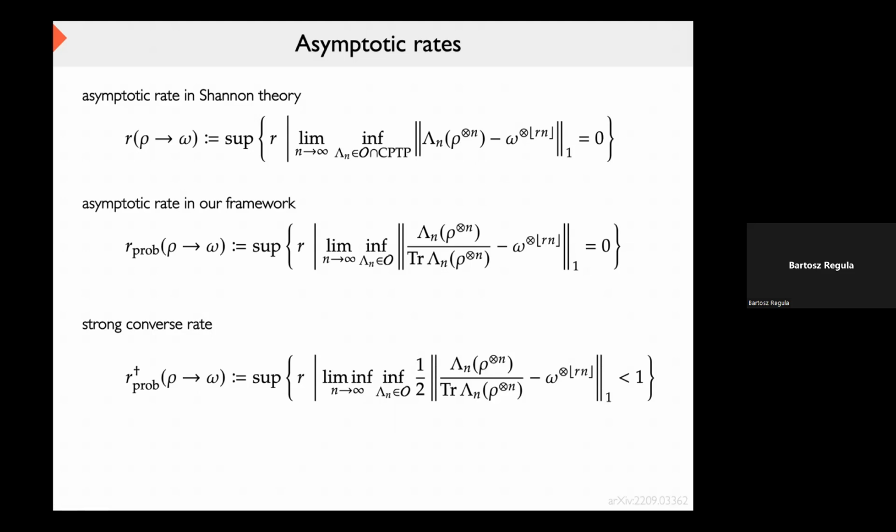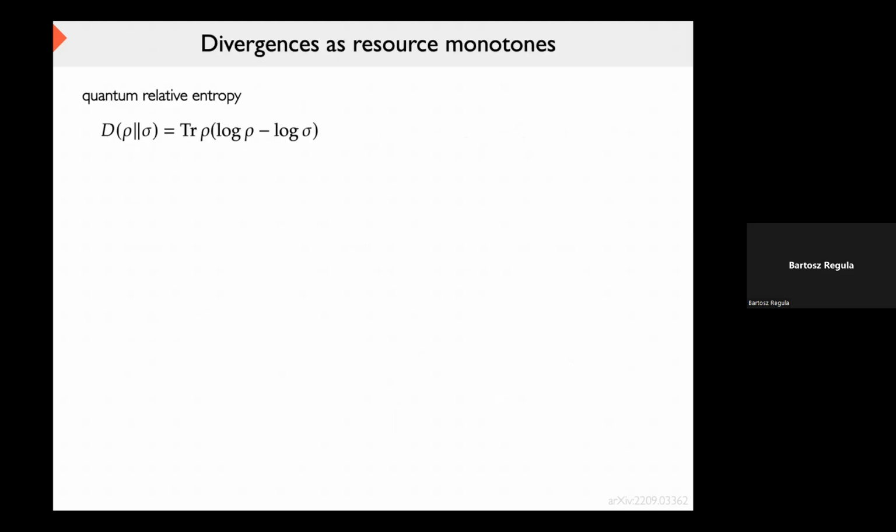Okay, so having defined this, how do we usually study transformation rates? Well, usually what we do is we use entropies to constrain rates. So let us look at how these things are defined. Divergences or relative entropies are a very commonly used concept, and the most well-known relative entropy is the quantum relative entropy, or the Umegaki relative entropy.